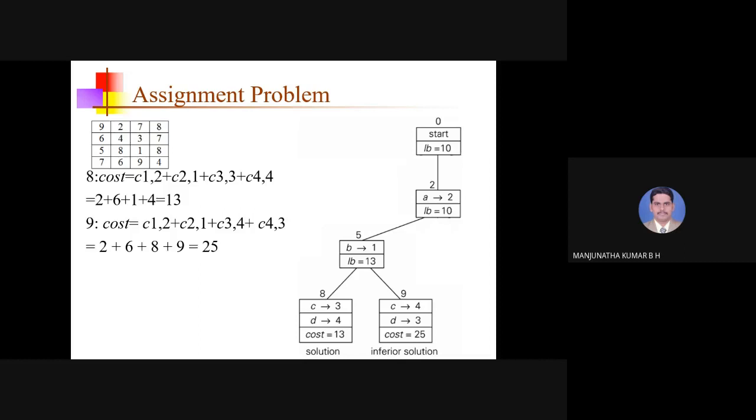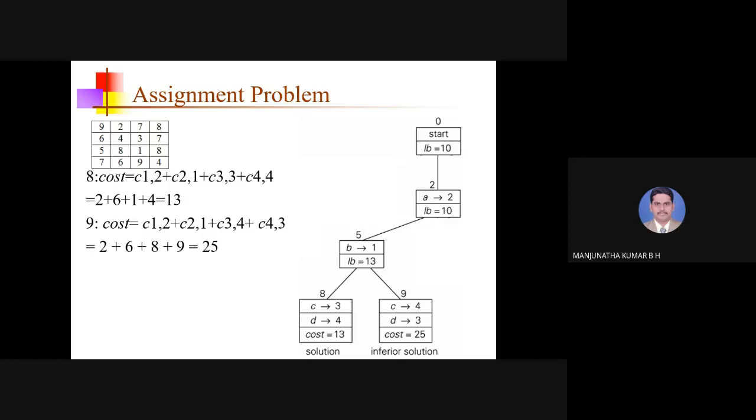Now I have assigned all n jobs. And I have completed the assignment problem now. So n jobs are assigned to n persons. Now observe, compare 8 and 9. Which one is best? Node 8 is best. Cost is 13. Now I am going to treat node 8 as the solution. Node 9 is also a solution, but it's not the optimal solution because it is taking 25 cost, and node 8 cost is 13. Which one is best? Node 8 is best. Node 8 is the optimal solution now.